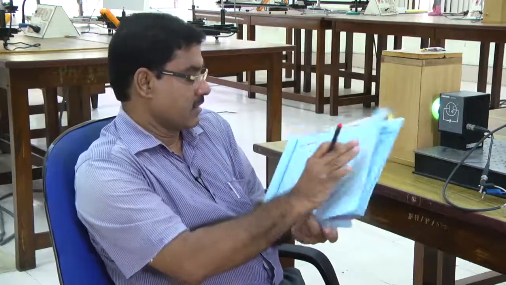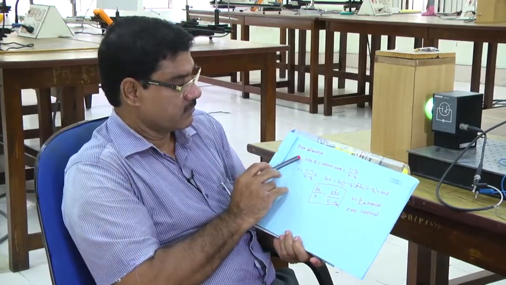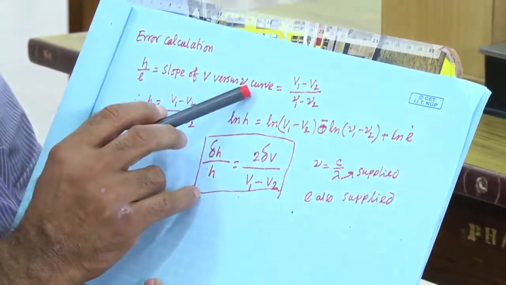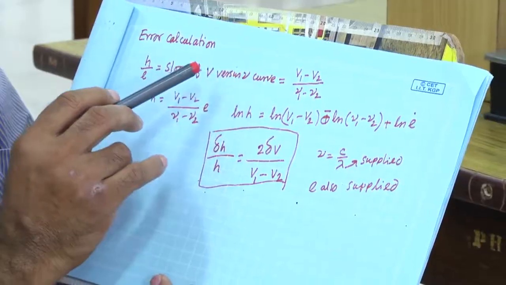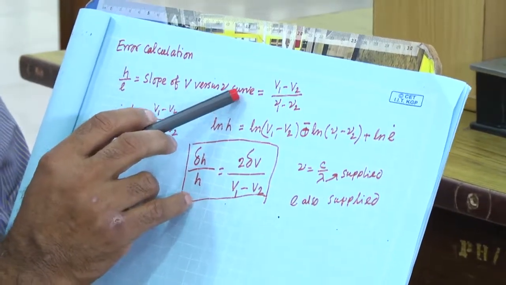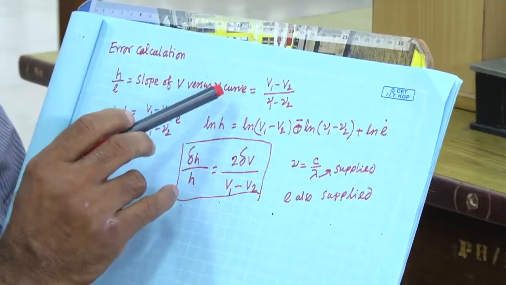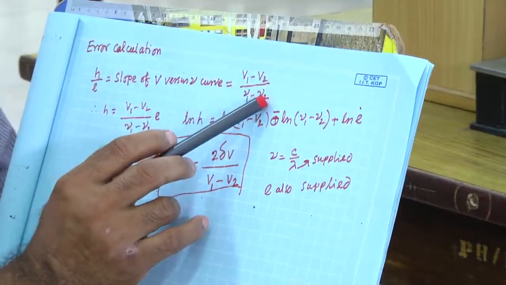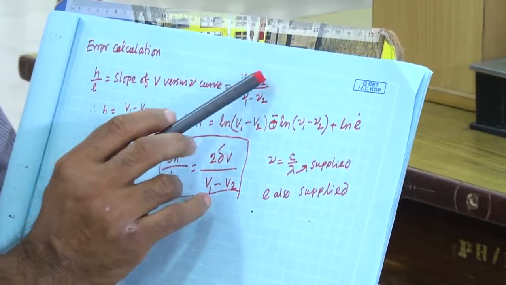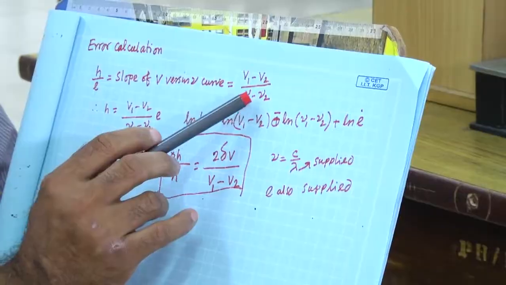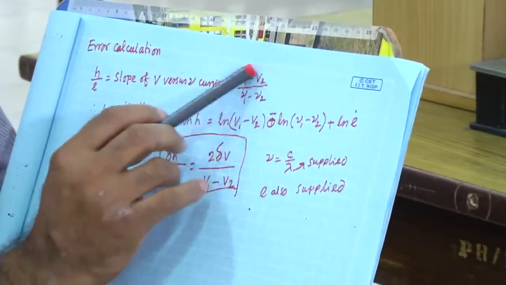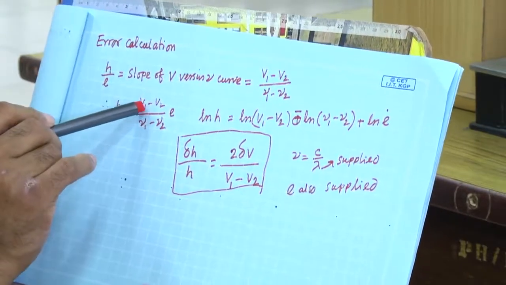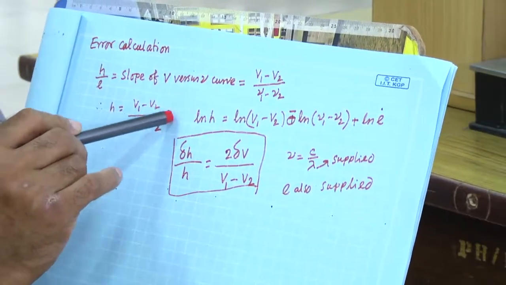Error calculation for the Planck constant. So, h by e is equal to the slope of the V versus nu curve. How will you get the slope? You will get 2 voltages corresponding to 2 frequencies, the difference of voltage and difference of frequency. So, (V1 minus V2) by (nu1 minus nu2) is what we will take from the graph, and that is the slope. So, h is (V1 minus V2) by (nu1 minus nu2) into e.